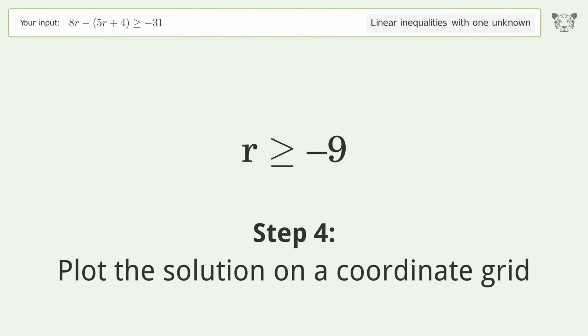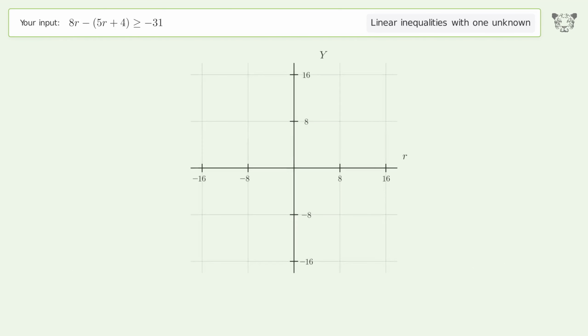Plot the solution on a coordinate grid. And so the final result is r equal or greater than -9.